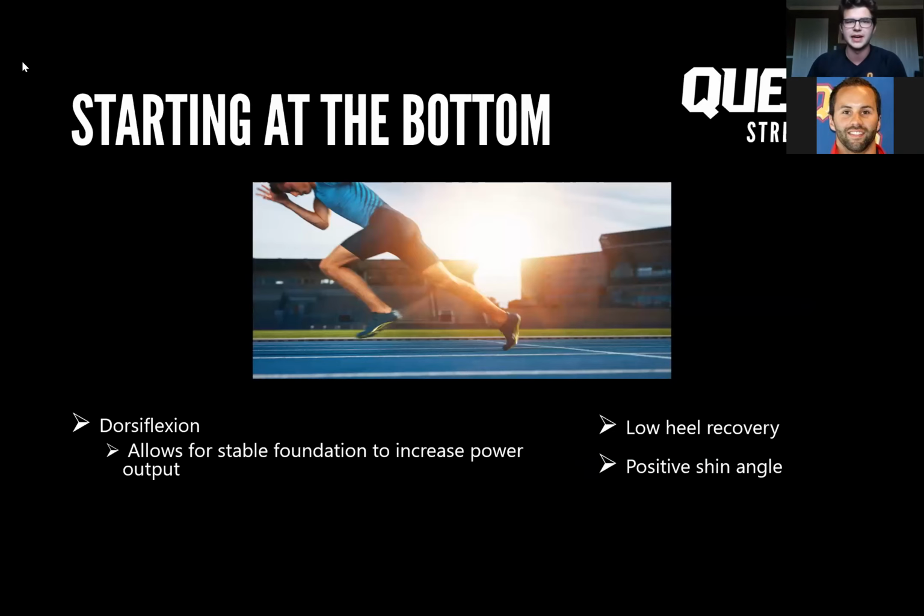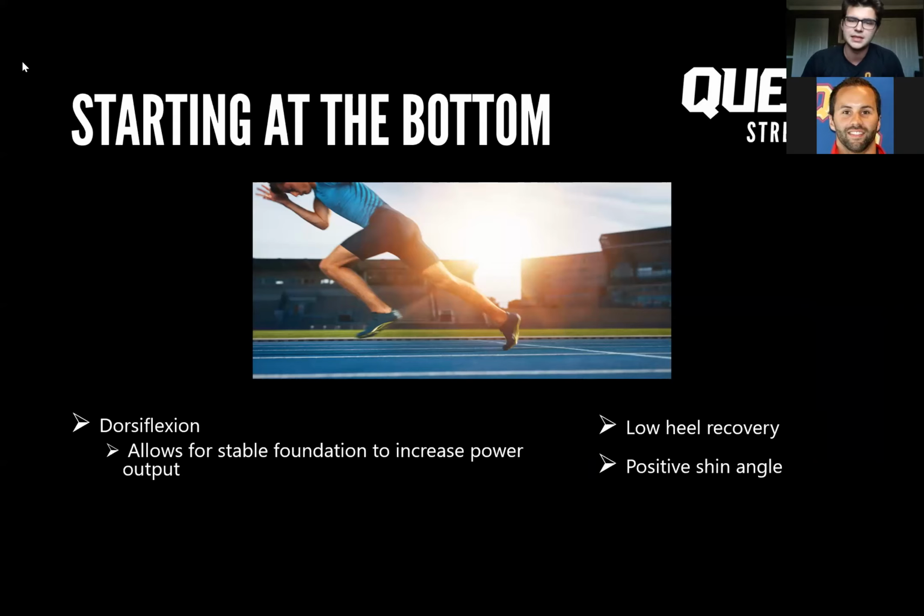So what we're going to do is look at it holistically and then put each of the individual pieces together at the end. That way we know what each segment of the body should look like during acceleration. The first thing, starting at the bottom, is we want our ankle to be dorsiflexed. This means if you point your toe up to the sky, that would be dorsiflexion. What this does is provide a stiff ankle and a stable foundation to increase power output.